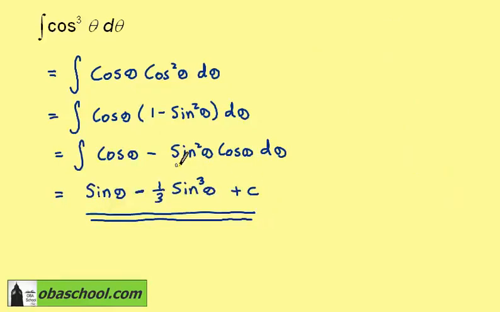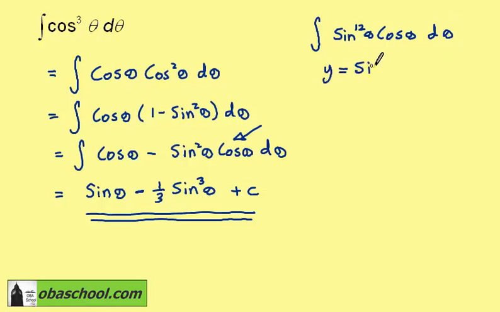The trick that we used here can always be used if we have a single cos with a number of sines, or a single sine with a number of coses. Consider if we want to integrate sine 12 theta times a single cos theta with respect to theta.